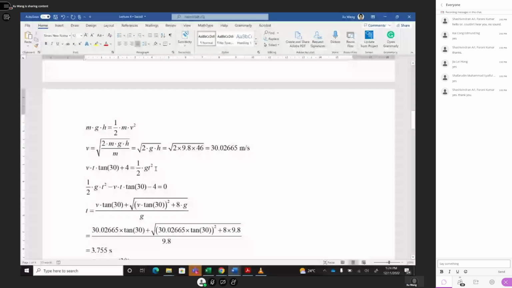And then from here you can calculate. You get 30.02665. This speed, you convert the gravitational potential energy into the kinetic energy, half of m v squared. You calculate v. V is 30 meters per second. Then you get v t for the horizontal. V t is the horizontal travel distance.